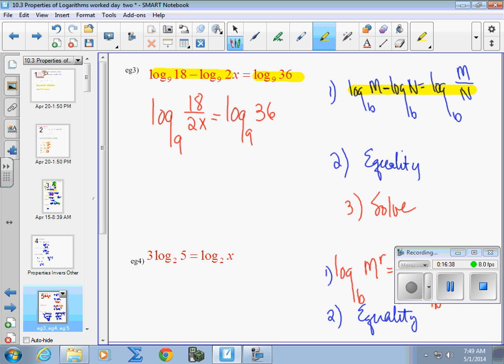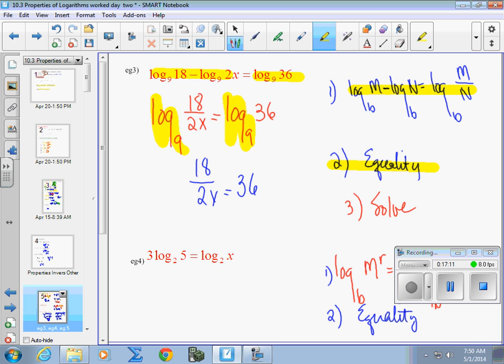And the next thing you want to notice is that these are the same. Because those are the same, you can use the equality property and say 18 over 2x is equal to 36. Now you just have a simple equation to solve. So the equality property is what you use to go there.